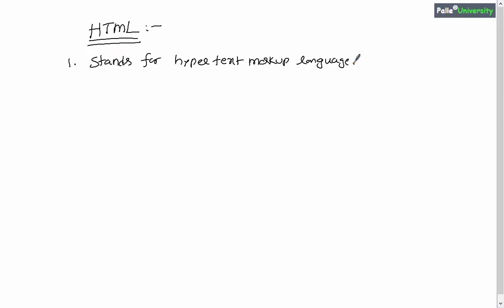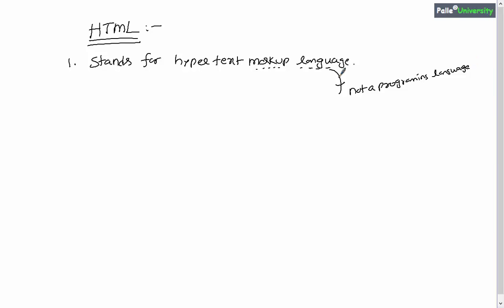Hypertext Markup Language. So you observe carefully, this HTML is called a markup language. It is not a programming language. So then immediately you will get a doubt here. What is the difference between a programming language and a markup language?